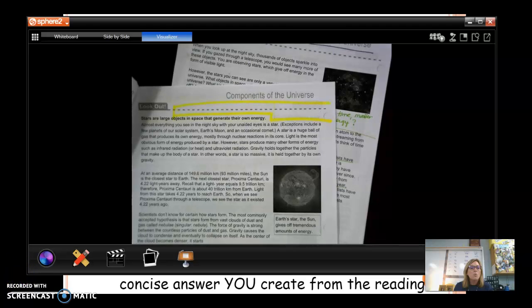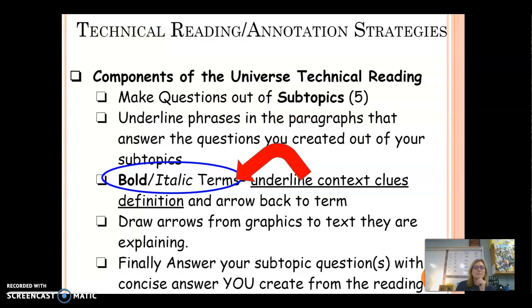You're simply writing the subtitle questions. 5 minutes, begin. Pause the video. Now that everyone has their questions written, let's look at what we're going to do now.